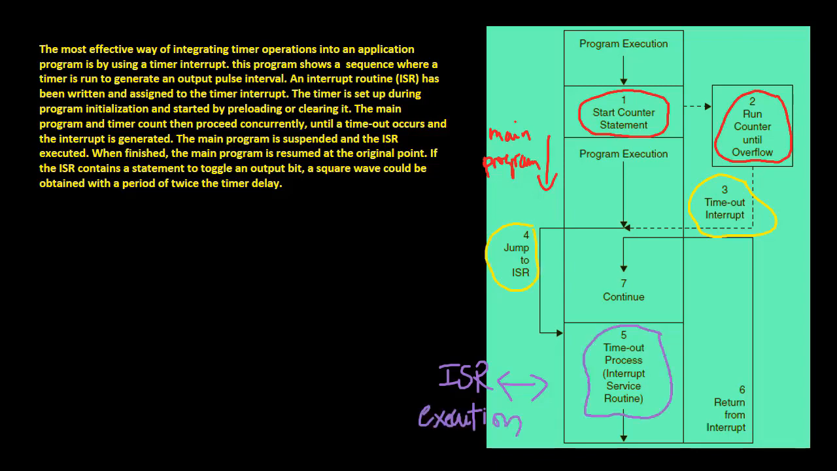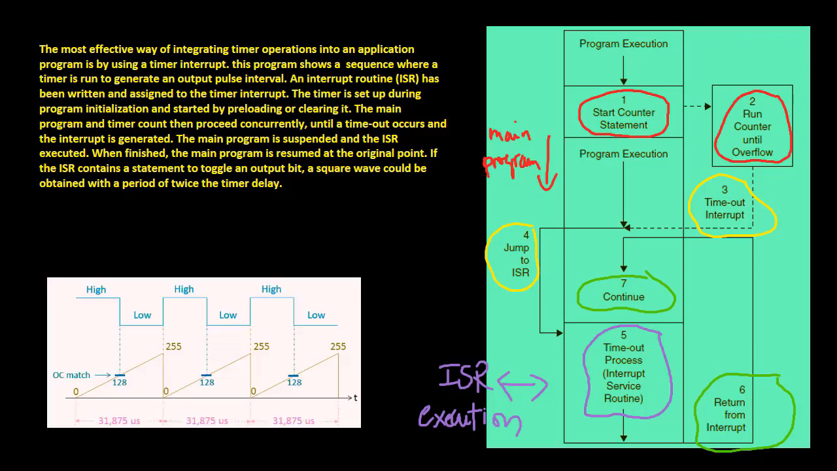The main program is suspended and the ISR executed. When finished, the main program is resumed at the original point. If the ISR contains a statement to toggle an output bit, a square wave could be obtained with a period of twice the timer delay.